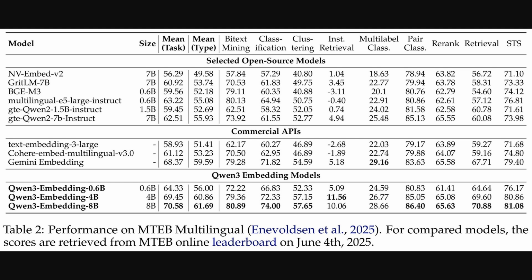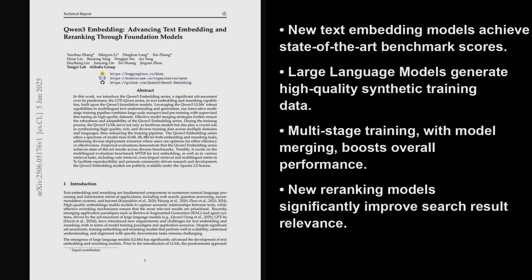The Qwen3 embedding 8b model achieves a leading mean task score of 70.58, even surpassing strong proprietary models like Gemini embedding. So, to wrap things up on these Qwen3 models, it's clear they represent a significant step forward. The two big takeaways for me are, first, they're truly state-of-the-art performance that we saw on benchmarks like MTEB. And second, that very clever multi-stage training approach, especially using the Qwen3 LLMs themselves to create high-quality synthetic data.